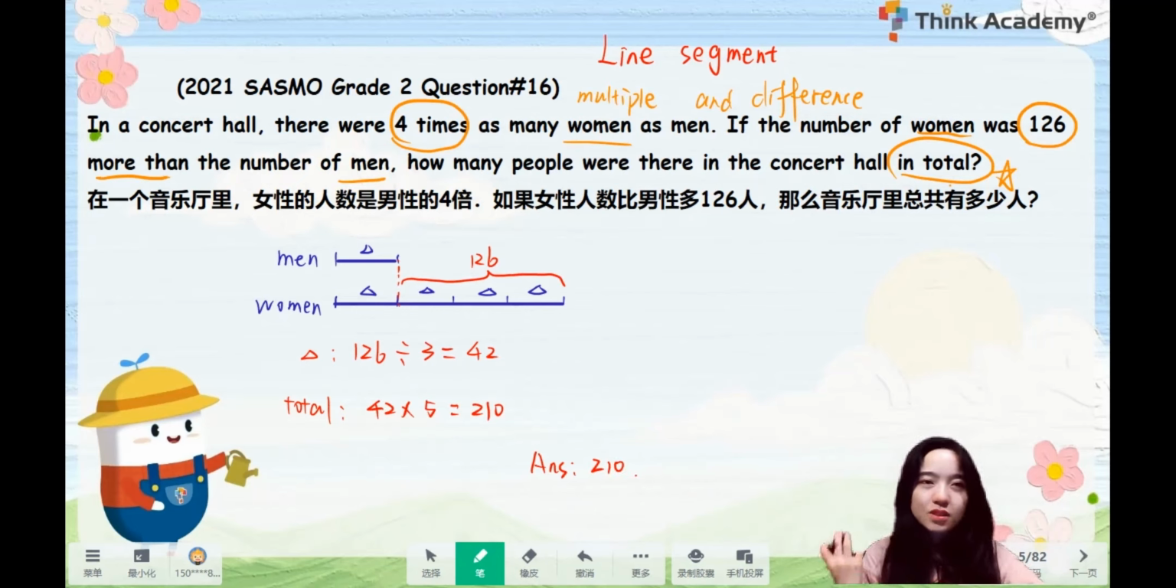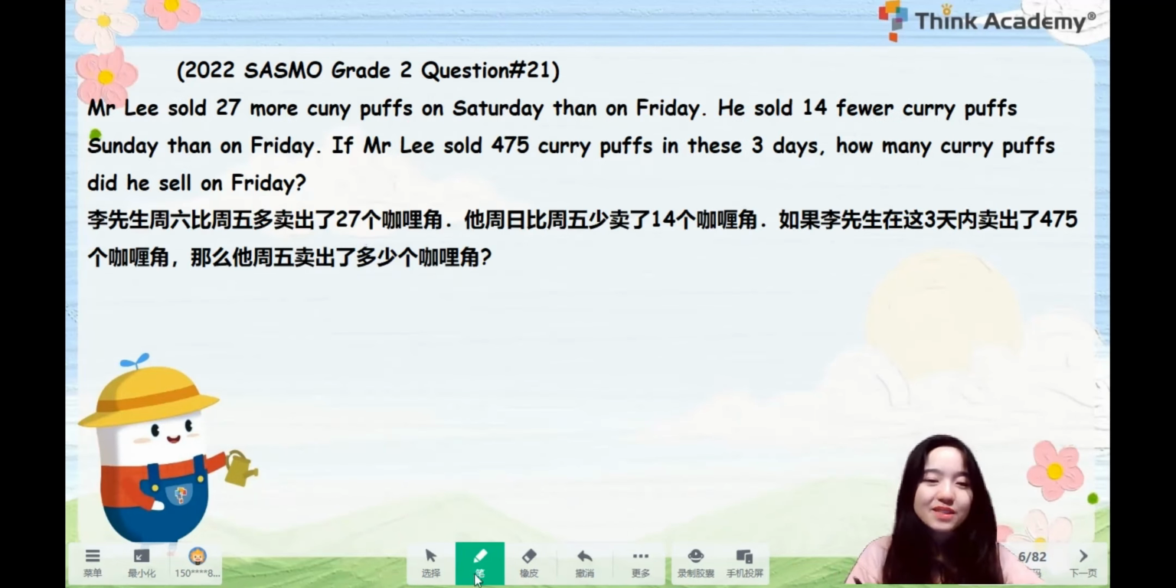Actually, for Section B in the SASMO competition, you just need to write down the number as the final answer. But please take care, because we must pay attention to what the question is asking, and then give the corresponding reply. Let's go to another question to check how useful the line segment can be.